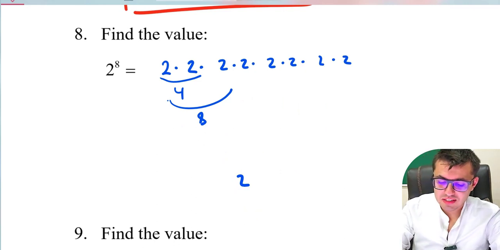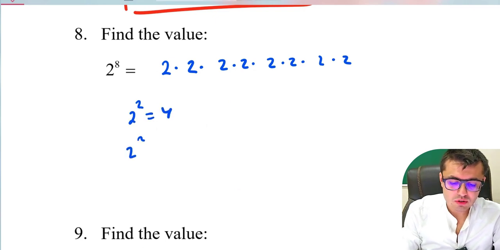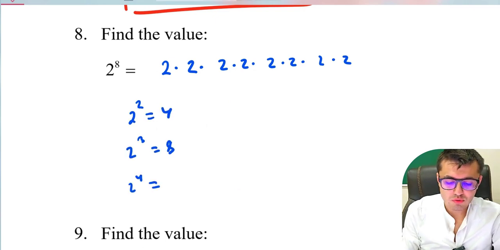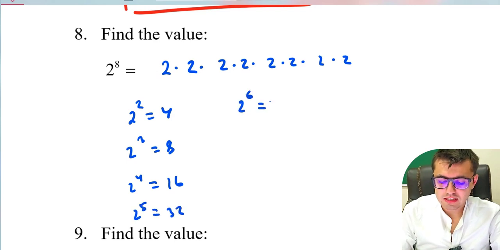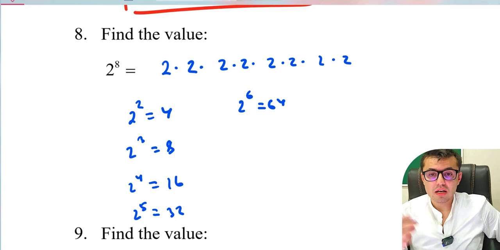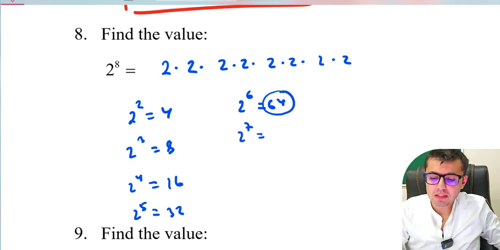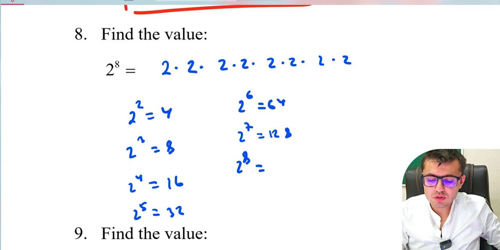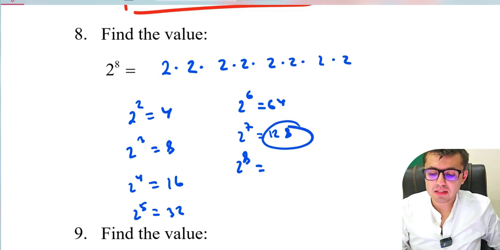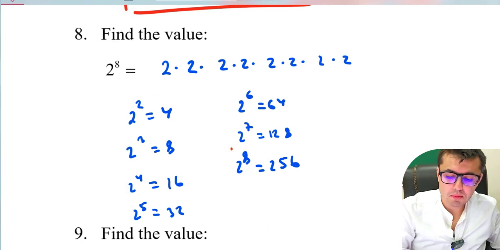Or, to put it nicely, 2 squared is 4, 2 cubed is 8, 2 to the fourth is 16, 2 to the fifth is 32, 2 to the sixth is 64. I just keep multiplying by 2. 2 to the seventh is just multiplying this by 2, 128. And the last one, 2 to the power of 8, just multiply this by another 2, 256. So that will be the answer.